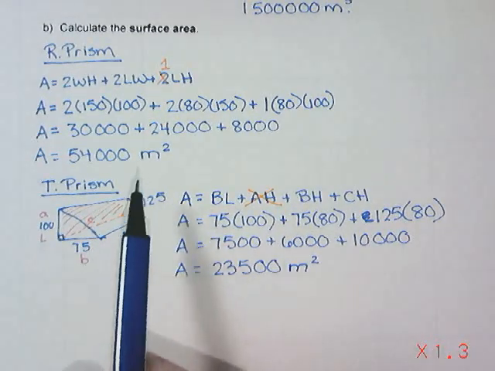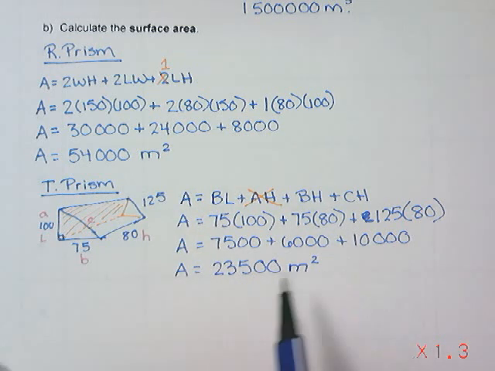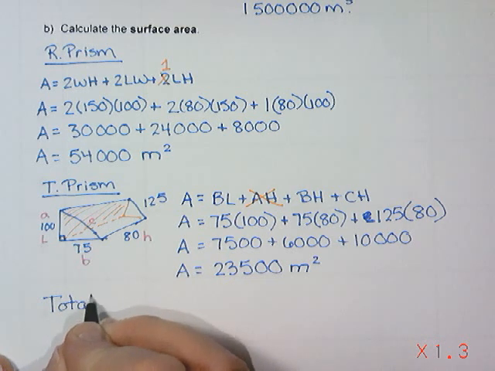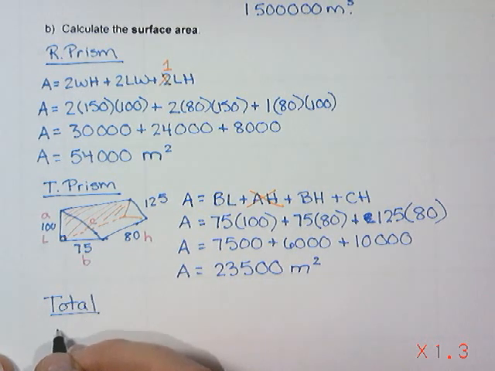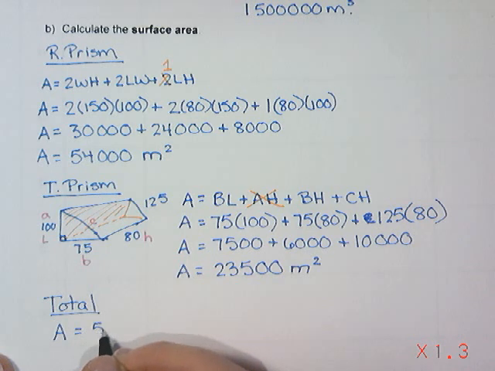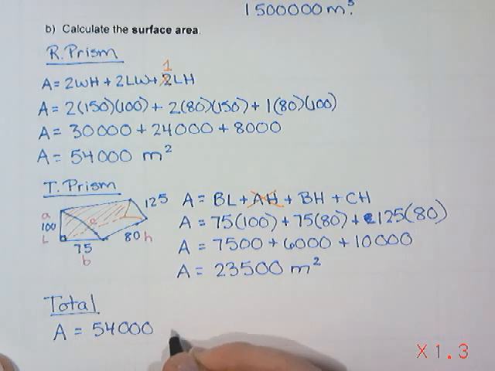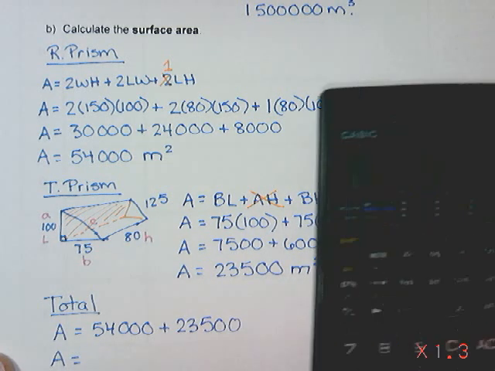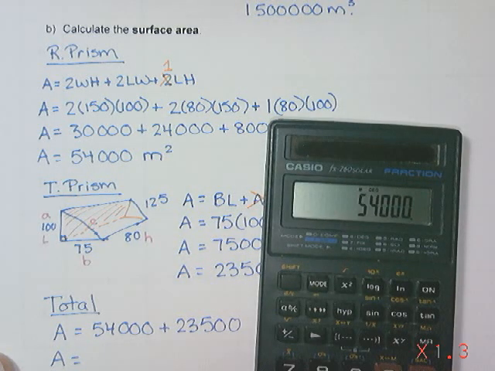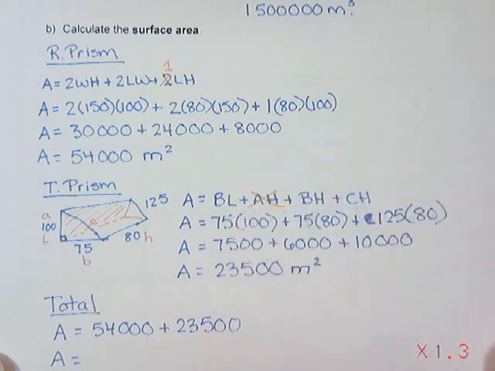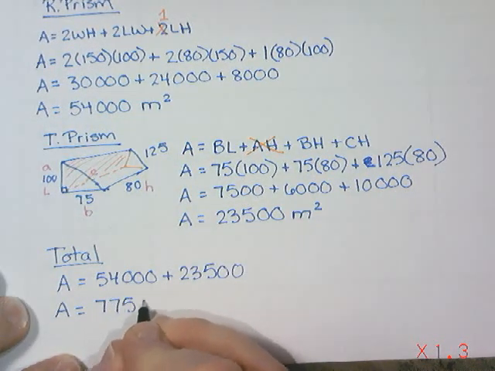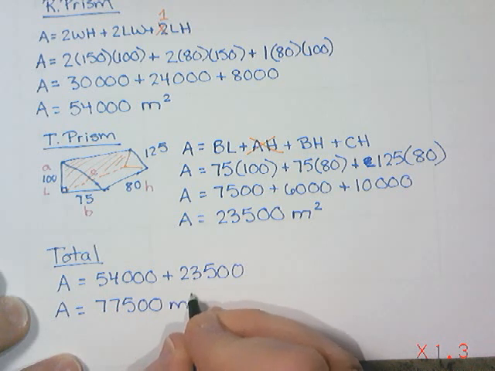All right, so the rectangular prism was 54,000. The triangular prism was 23,500. All I have left to do is add those two together because those two shapes are being combined. So I'm going to take 54,000, add 23,500, and I get a grand total of 77,500. And that is meters squared.